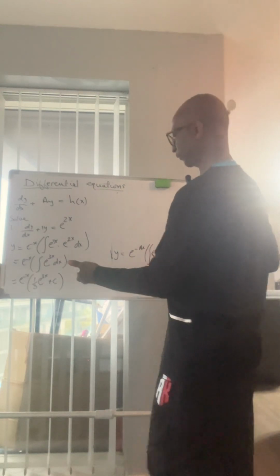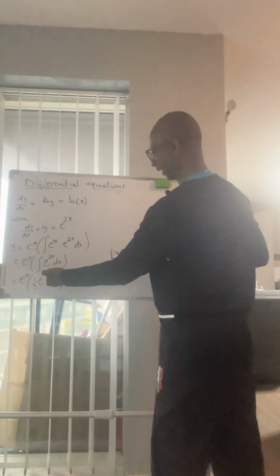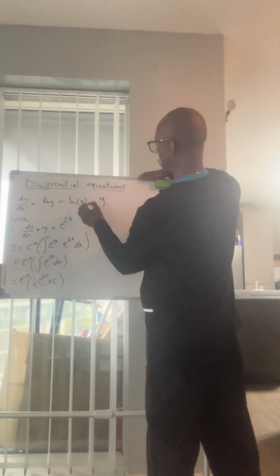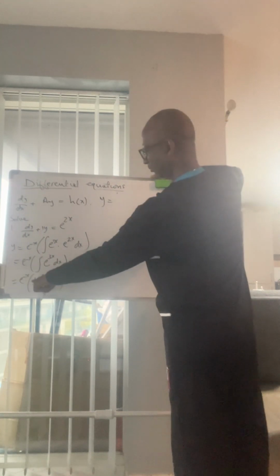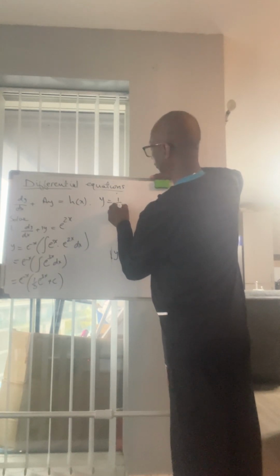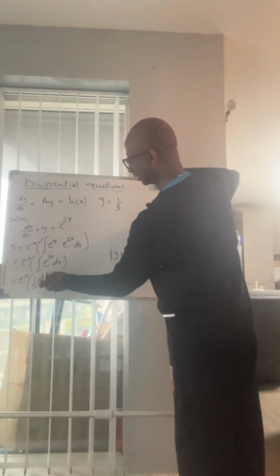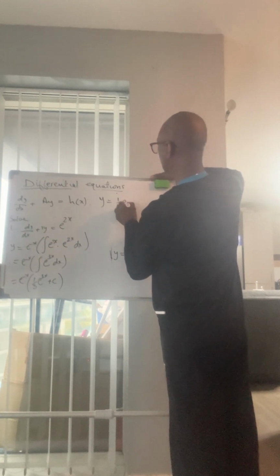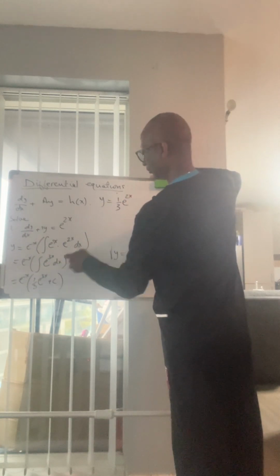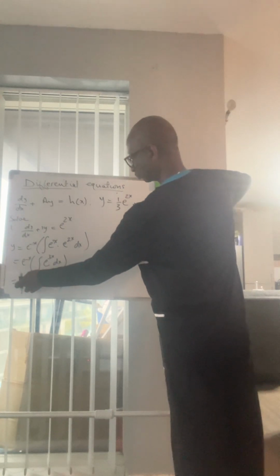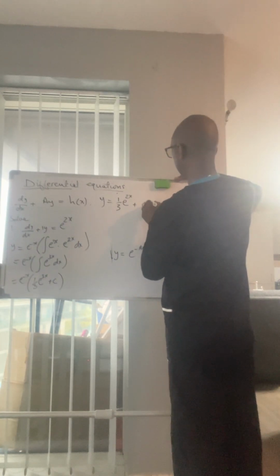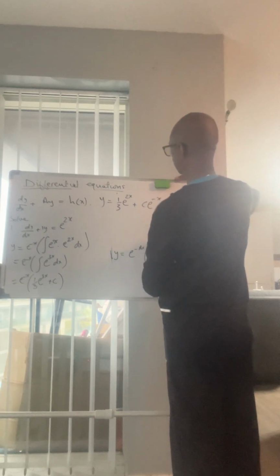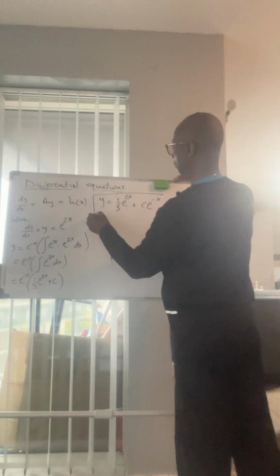So if we break this down, or we expand, we distribute e raised to the minus x, y will be equal to 1/3 e raised to the minus x times e raised to the 3x. Here you are adding, so it will be e raised to the 2x, plus this times this, c, that's a constant, e raised to the minus x. So this is your final solution.